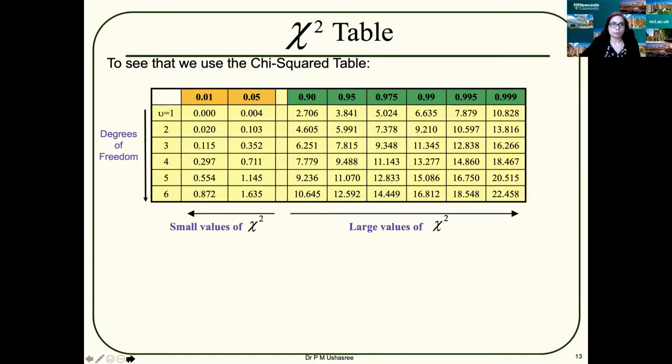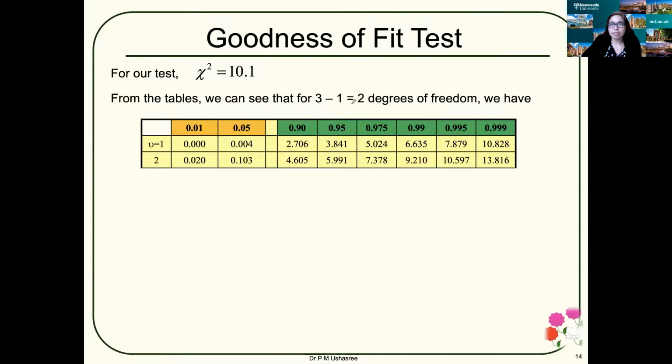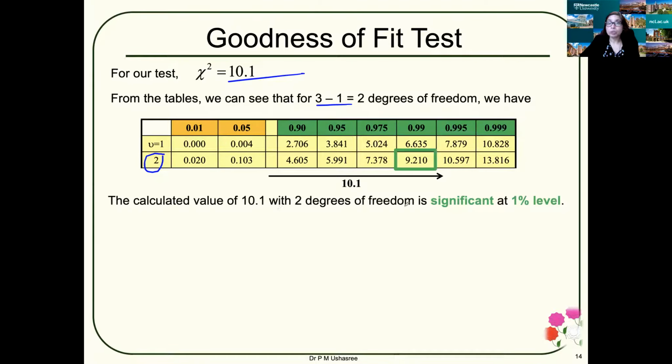Now, how do you find the degrees of freedom? With the goodness of fit test, the degrees of freedom is the number of categories minus 1, or the number of pairs of frequencies minus 1. For our example, we had red, white, and pink flowers, 3 categories. So 3 minus 1 is 2. So K for our example is 2. So we look in the chi-square table, look for 2, and we look for where the calculated value of 10.1 with 2 degrees of freedom is significant at 1%. We look where the 10.1 lies. It lies somewhere here, between these 2 values.